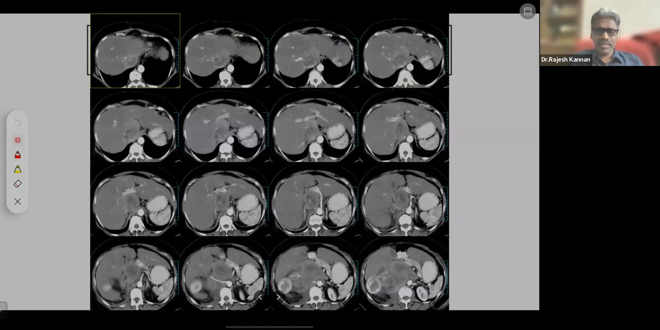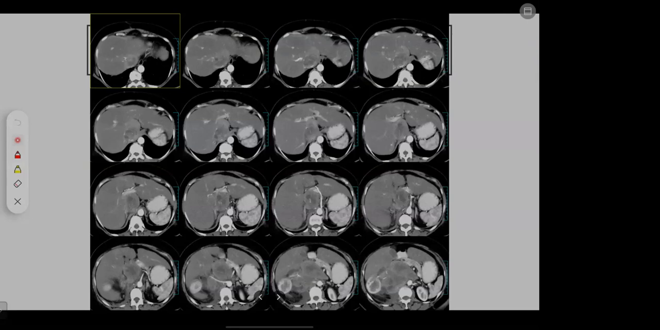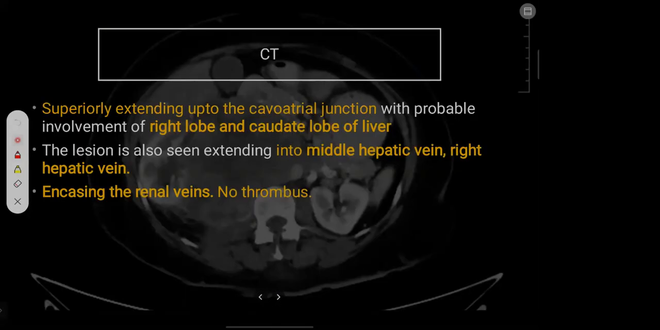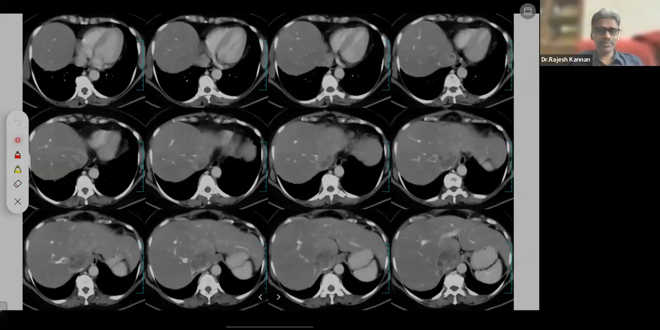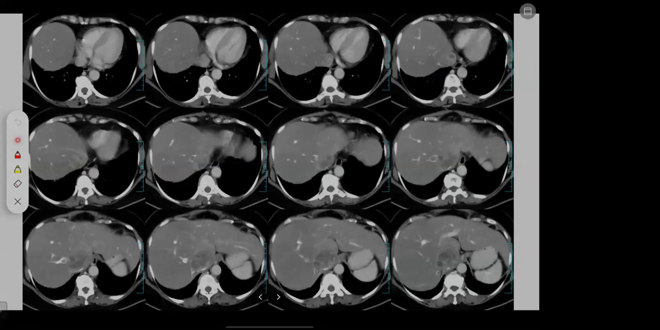Then it can be a primary retroperitoneal lesion. If it is a primary retroperitoneal lesion, then you will see in the next images. Here we can see this mass is extending superiorly into the right atrial and caval junction, the cavo-atrial junction. And here, in the venous phase, you can see the right and middle hepatic veins are involved.